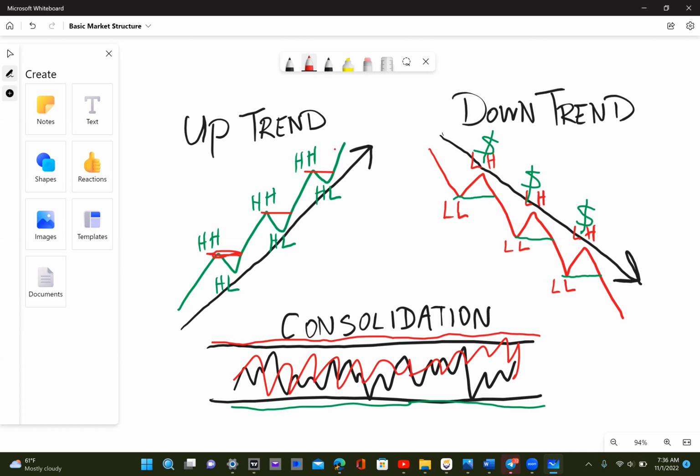And how do we find that? We go to the higher time frame, 4-hour, daily. Depends on your trading style. Like me, I'm a day trader, so a lot of times I look at the 4-hour or perhaps even the 1 hour, but mainly I look at the 4-hour. And whatever direction market structure is moving in on the 4-hour, then I use that as my trend.